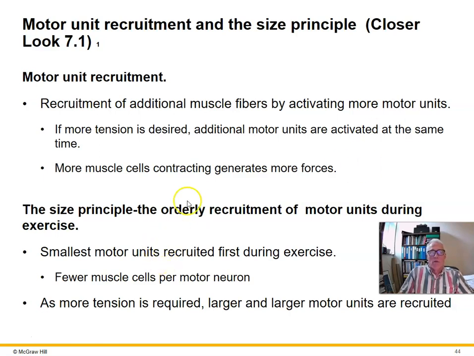contraction. We also discovered that we start out recruiting small motor units with just a few muscle cells per motor neuron, and as recruitment proceeds, we activate larger and larger motor units, more and more muscle cells per motor neuron.